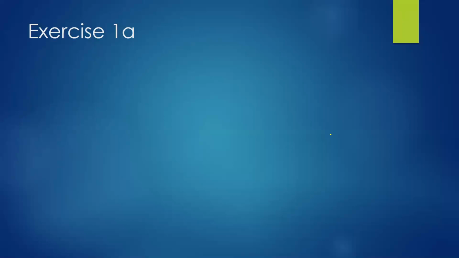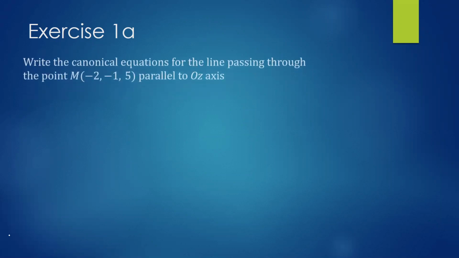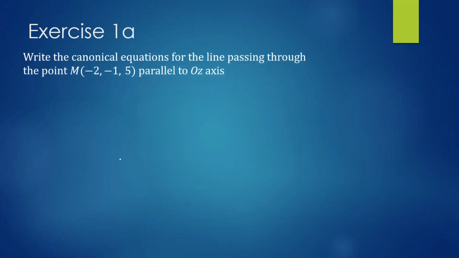And now we have a bit less than half an hour for exercises. So for practice, let's do some practice with lines. First of all, the canonical equations for the line passing through a given point parallel to the z-axis. So I can even attempt to sketch it a little bit. Just a moment.